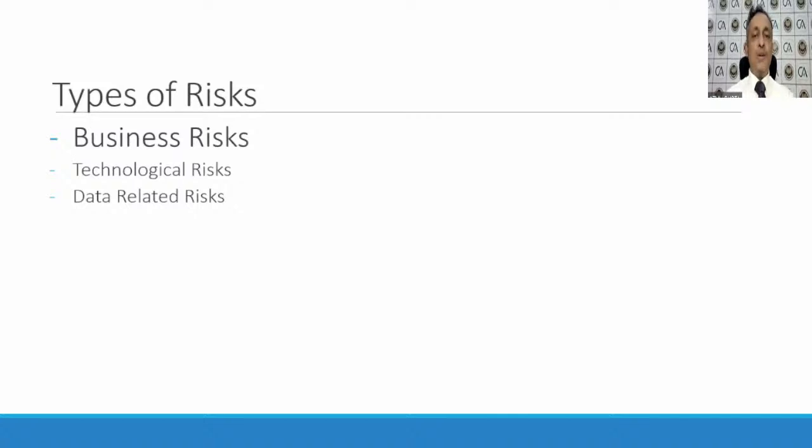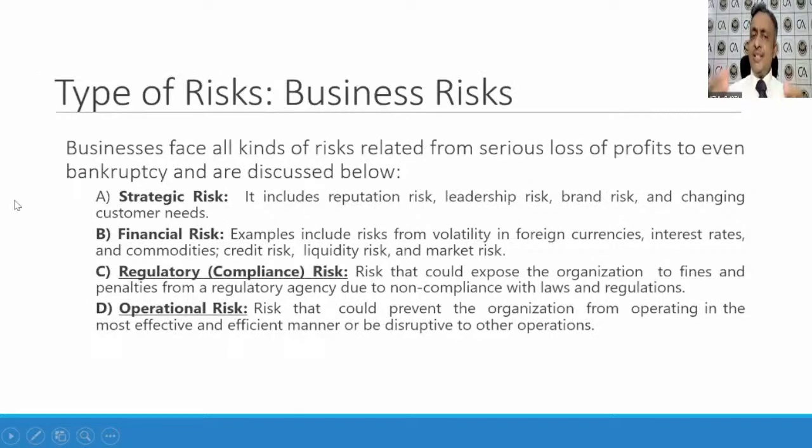Good. Then types of risk: business, technological, and data related. So businesses face all kinds of risks, that is strategic, financial, regulatory, operational. So these are the risks to business. Strategic risk is basically relating to top management decisions. Sometimes you see that there will be a number of cases where management took a decision today and, realizing that the decision is not correct, immediately they issue a clarification or reverse that decision. Strategic risk at the top level.